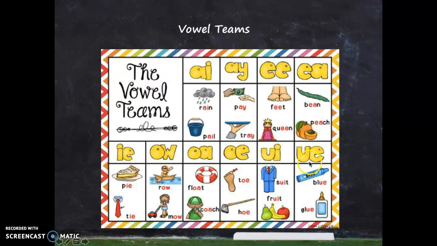Then I have two vowel teams that make the long U sound. U-I and U-E. Fruit, do you hear that U? And blue make the long U sound. Let's get started on lesson 1 for today.